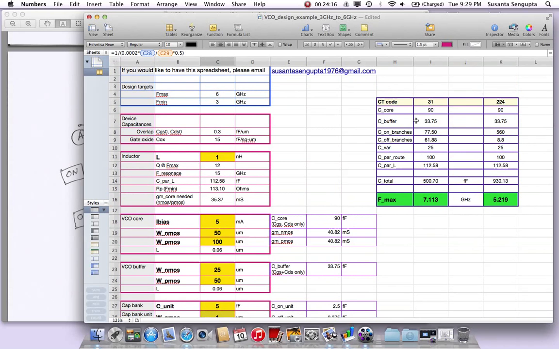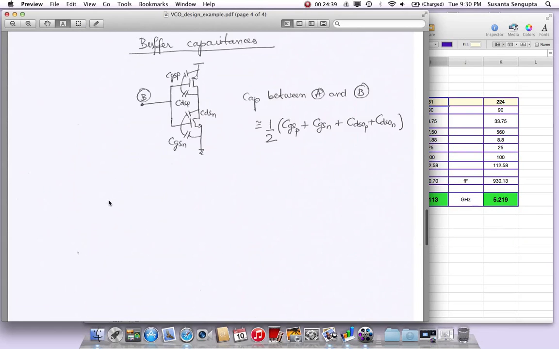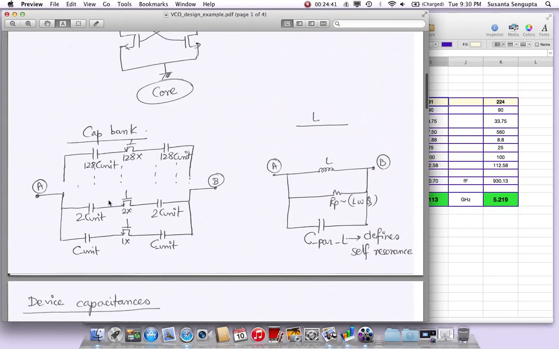Okay, so here I'm trying to calculate F max and F min after having gone through all these calculations, and hopefully I have not confused you too much about how all these different things are coming, and we are considering all of that in our calculations here. The first thing I've got here is called CT code. Remember we said there is an 8-bit code of the cap bank. So the cap bank has 8 such branches, and it's an 8-bit code.